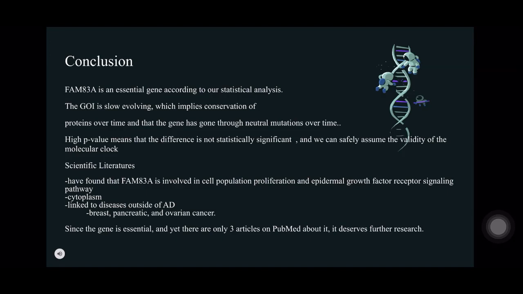Lastly, scientific literature has found that FAM83A is involved in cell population proliferation and epidermal growth factor receptor signaling pathway and is predicted to be located in the cytoplasm. Numerous article citations concerning this gene have linked it to diseases outside of AD like breast, pancreatic, and ovarian cancer. Since the gene is essential and yet there are only 3 articles on PubMed about it, it deserves further research.